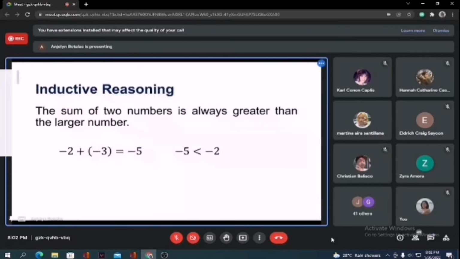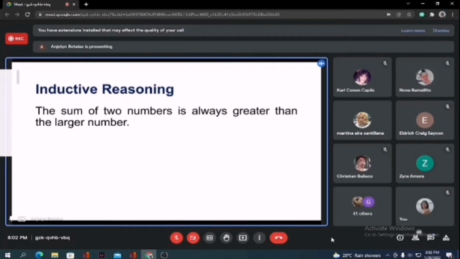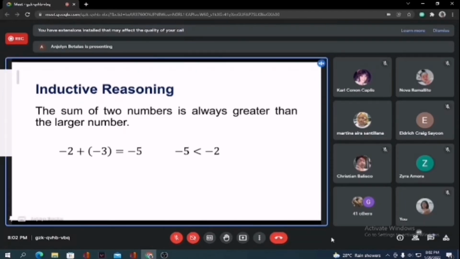But negative 15 is not greater than negative 5 and negative 10, kasi dako ato nila. Di ba kay negative 5 ang mas dako? Yes, ma'am. Negative 15 is less than negative 5. So that is one of the counterexamples for this statement. Another example, class: negative 2 and negative 3 equal negative 5.